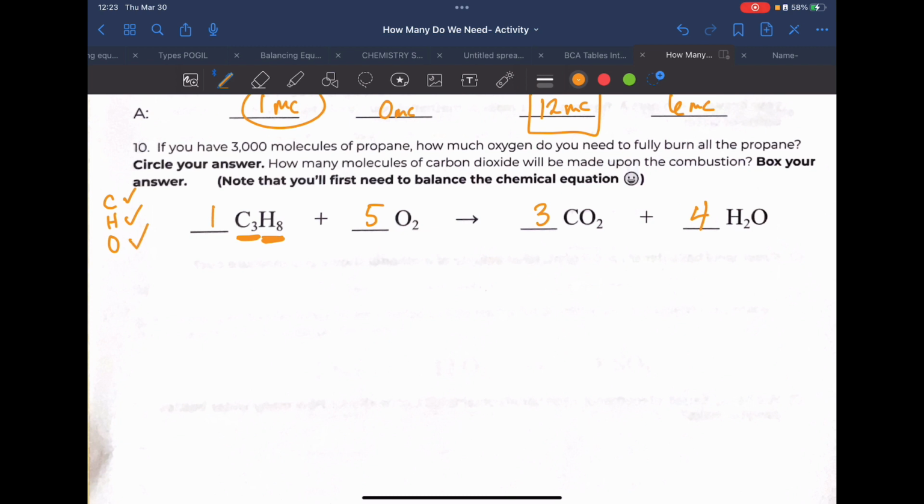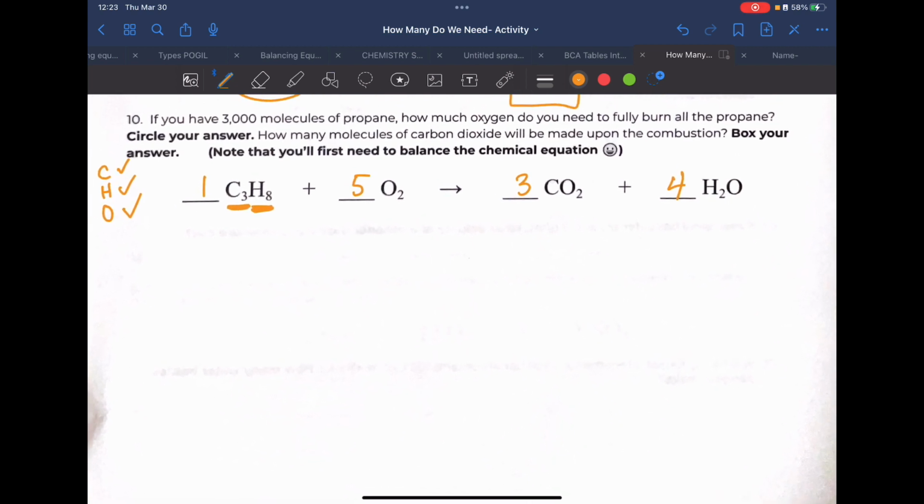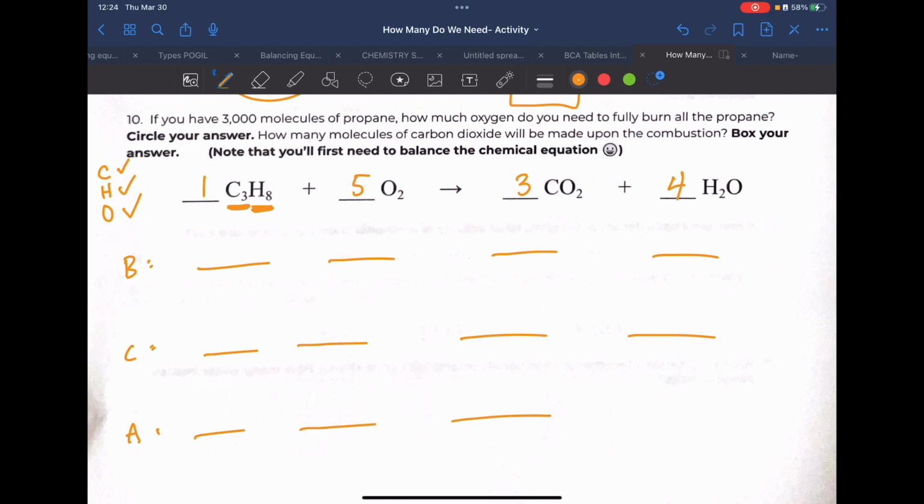So now it's balanced, right? My C's, my H's, and my O's are good. 1, 5, 3, 4 is how this balances. Now I can do my BCA, just like we did before, but this time we figured out the coefficients instead of me giving them to you.